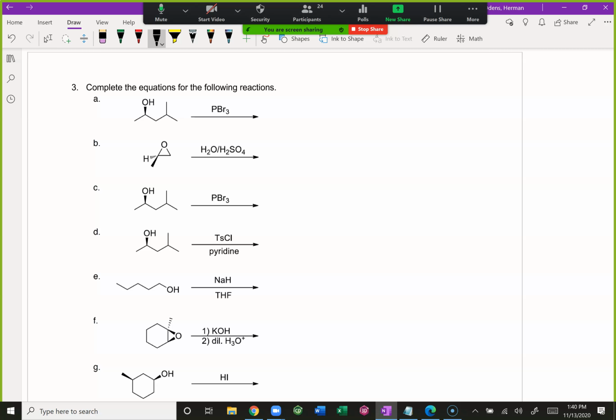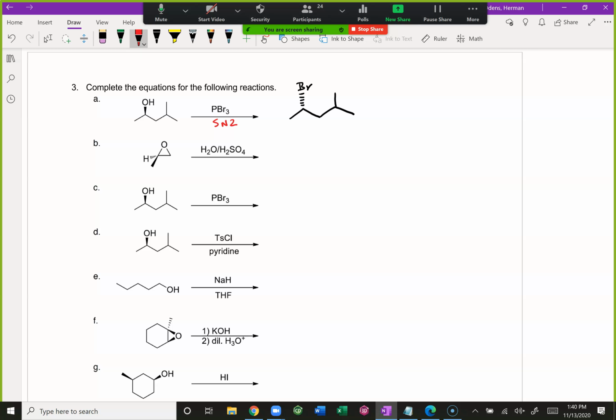So PBr3, what does that do? Converts an OH into a bromine. Question I have, will it change the configuration? Yeah, it changes it. It's an SN2 reaction. Next one.